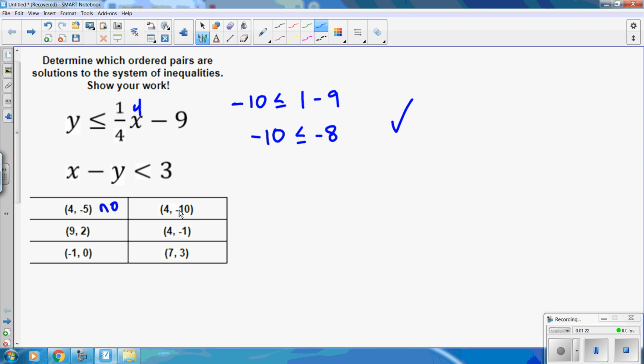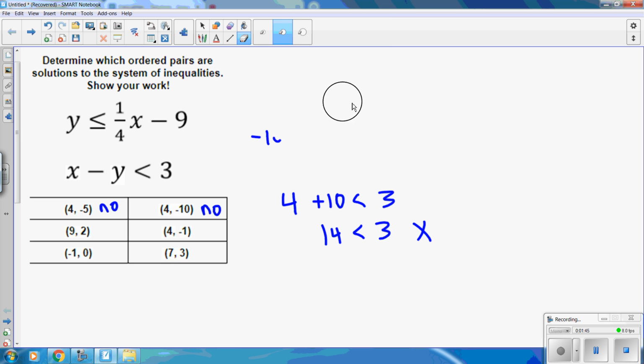Let's check the other inequality. Plug 4 in for x. Plug -10 in for y. If you subtract -10, you're actually going to add 10. This is going to be 14. 14 less than 3. 14 is not less than 3, so it doesn't work here. So this is also no. It has to work for both.